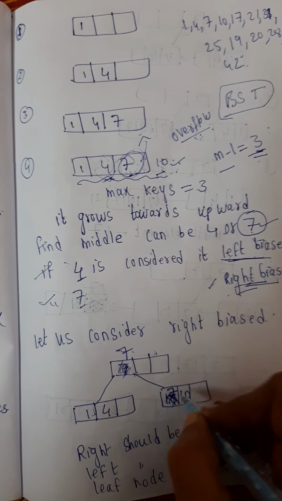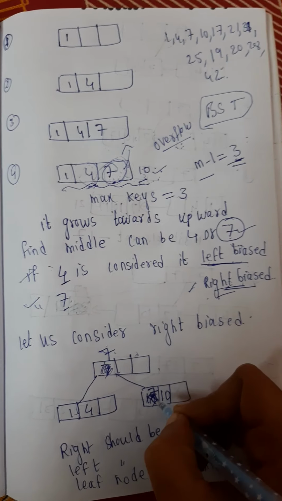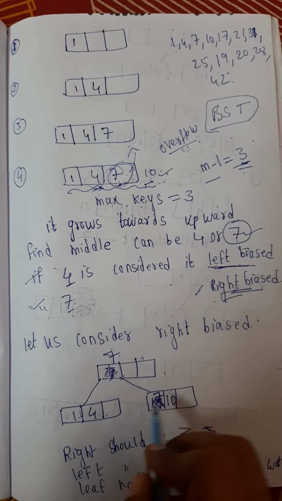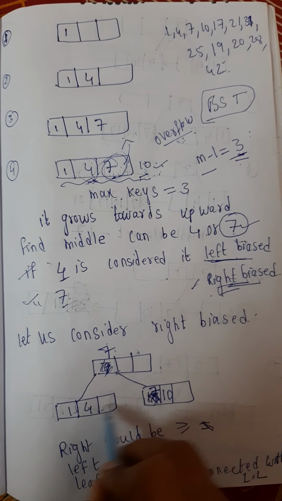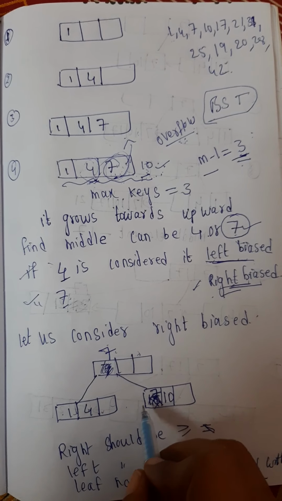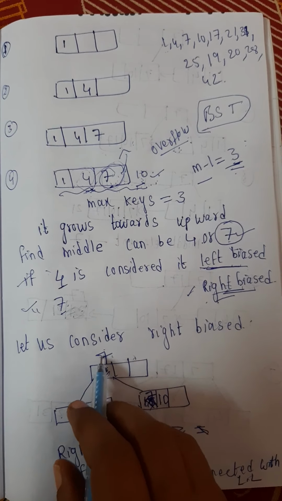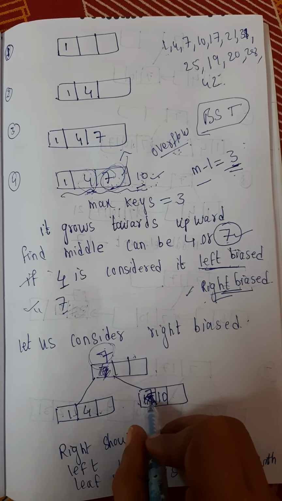But here you will get 7 also. Why? Because as already I said, the data will be only stored in the leaf nodes. So that is the reason this 7 will also be stored here. This 7 is the index, that means the address of 7 you have here.